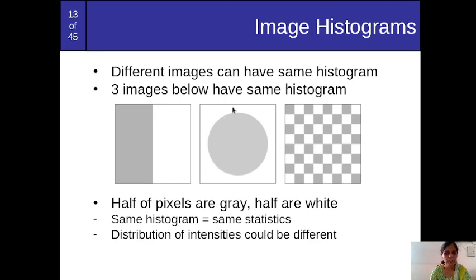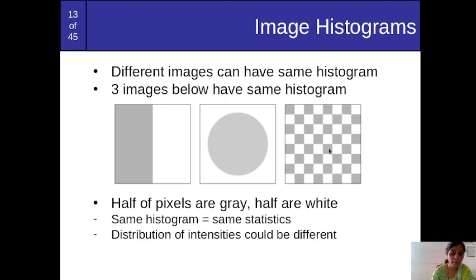Similarly, it is distributed in a different way here also. Out of the total number of pixels, half the values are grey and the other half is white. Similarly, it is distributed in a different configuration here, but the number of pixels is the same. So we are going to obtain the same histogram because the statistics is going to be the same. The location of those values is not known to us.